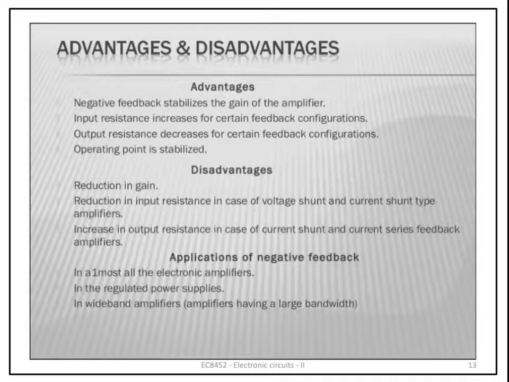Advantages. Negative feedback stabilizes the gain of the amplifier. Input resistance increases for certain feedback configurations. Output resistance decreases for certain feedback configurations. Here, for voltage shunt feedback configuration, output resistance is reduced. Operating point is stabilized. Disadvantage. Reduction in input resistance in case of voltage shunt, as we have already seen. Also reduction in gain. Applications of this feedback: it is used in most electronic amplifiers, regulated power supplies, and in wideband amplifiers having large bandwidth.